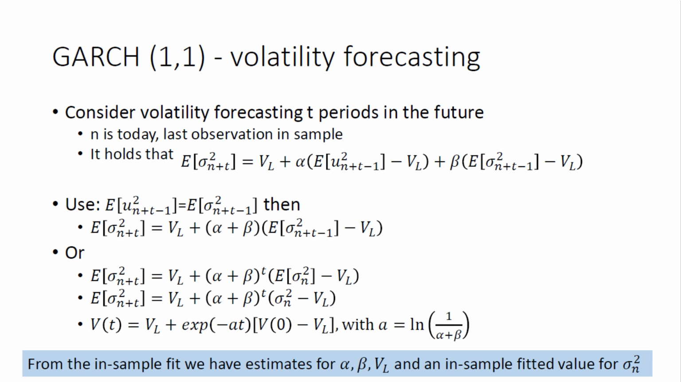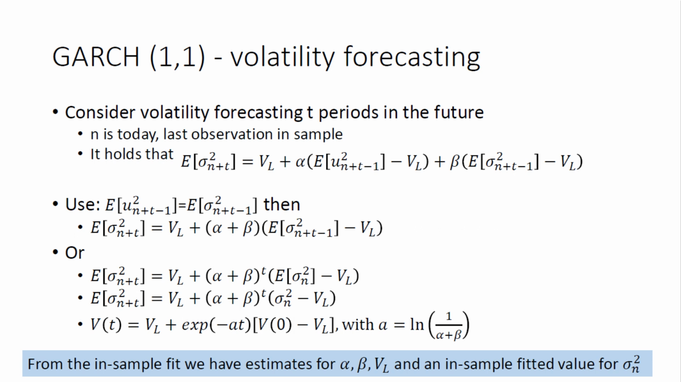So the E operator every time says expected value. So it's already on the left-hand side. What's the expected volatility at time n plus t? Well, I need the expected innovation at time n plus t minus 1 squared, and I need the expected variance at n plus t minus 1 as well. There is an important property that you have to know, and that is if I take the expected value of u n plus t minus 1 squared, that's the same as the variance at n plus t minus 1.